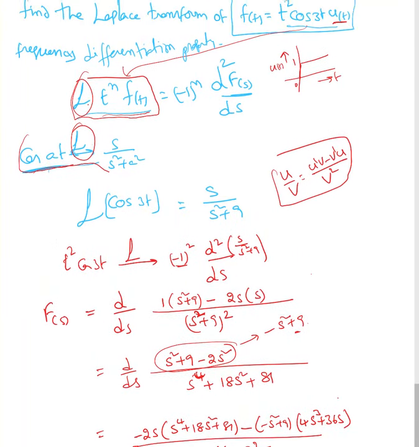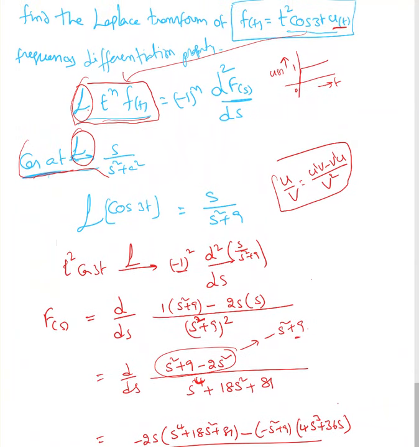Here is the next example. The given function is f of t equal to t square cos 3t u of t. As I mentioned, u of t is a unit step function, so that means the switch is turned on at t equals 0. So you have the output. That's what the unit step function indicates.